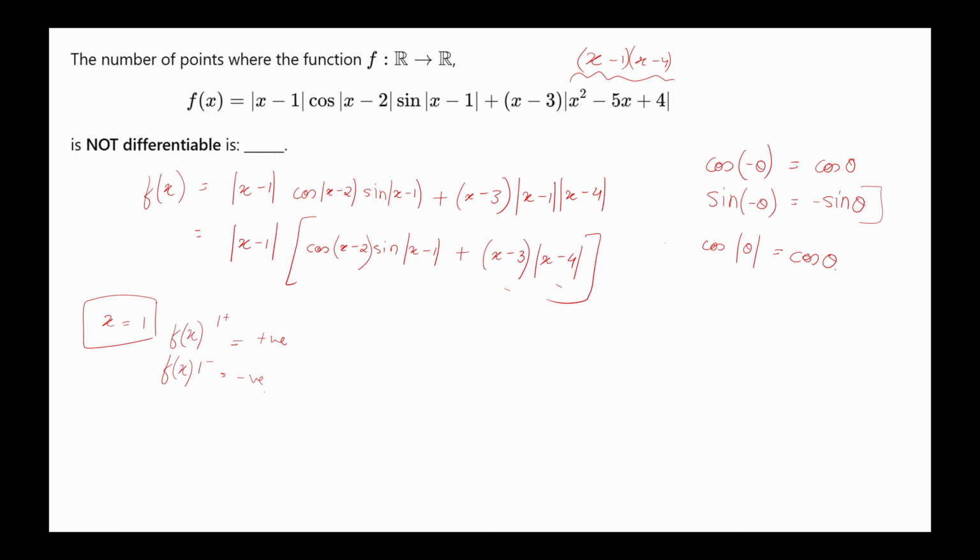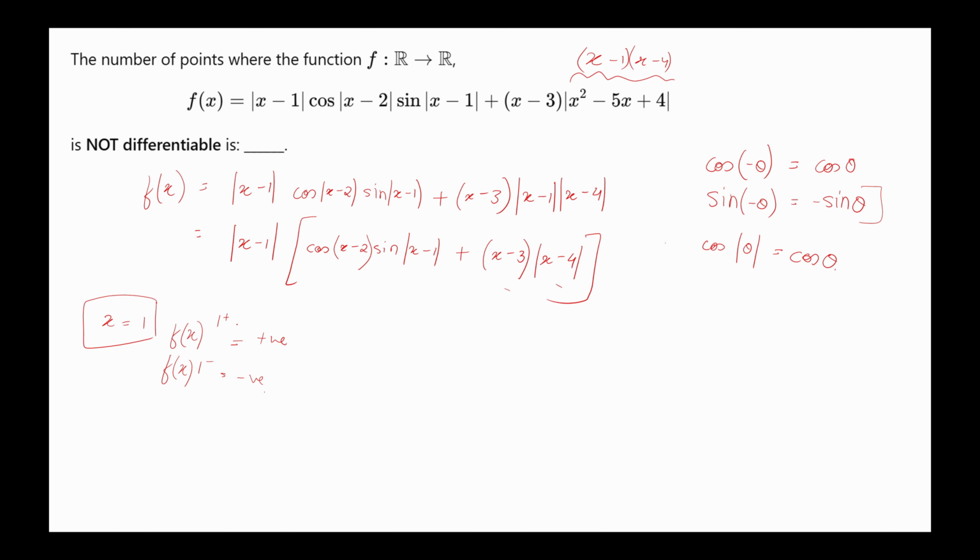That means for x is equal to 2, our function is plain and simple. We can simply calculate its value. It is going to be continuous and differentiable as well. For x is equal to 3 also we can find out the same thing. For 3 plus, for 3 minus, the value does not matter. It is going to be continuous as well as differentiable. The only problem here lies in x is equal to 1 and x is equal to 4.